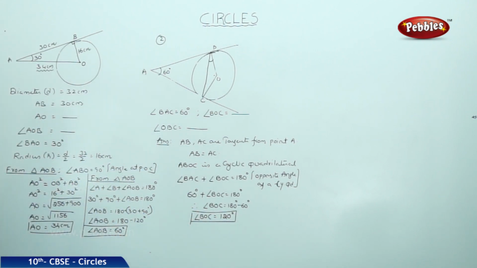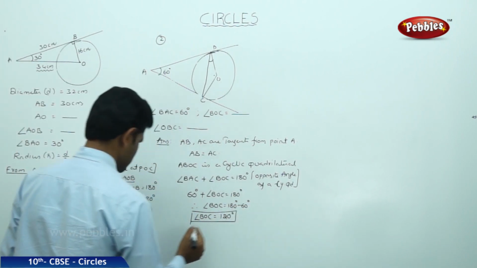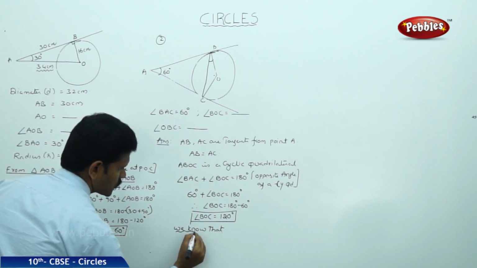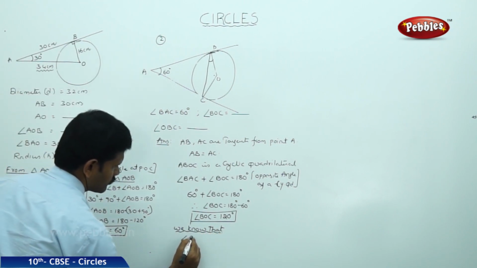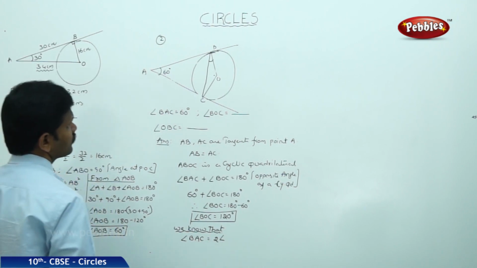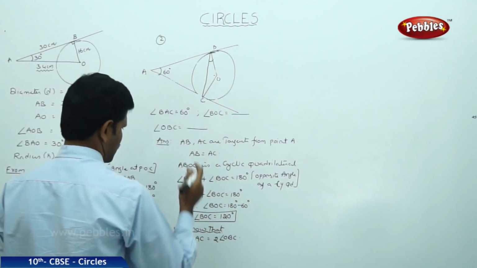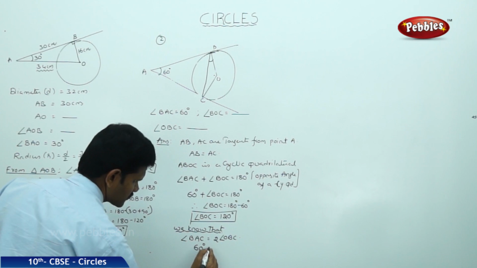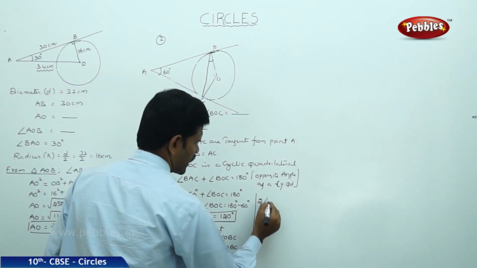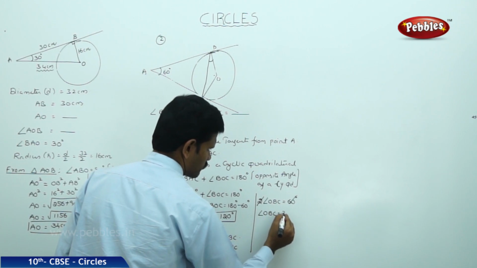Now angle BOC is over. Now we have to find angle OBC. That is, angle BAC is 2 times angle OBC. This is the theorem we know very well. That is angle BAC equal to 60 degrees is equal to 2 into angle OBC. Now 2 into angle OBC is equal to 60 degrees. Therefore, angle OBC is equal to 30 degrees.